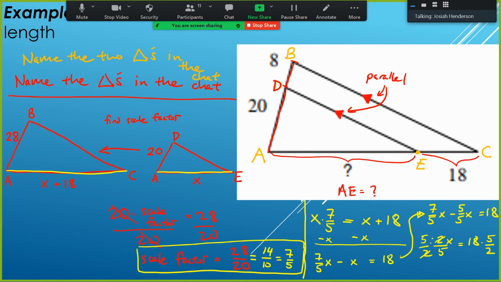So on the left, we have 2, 2, 5 over 5. So 18 times 5 divided by 2 comes out to 45. And this whole time, x was just what we labeled the AE side, which is the unknown. So now we know that this side here is 45 total.